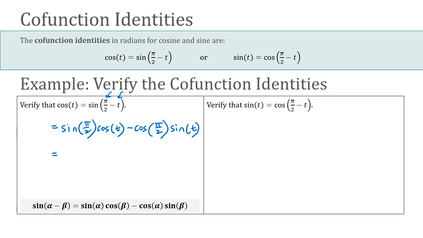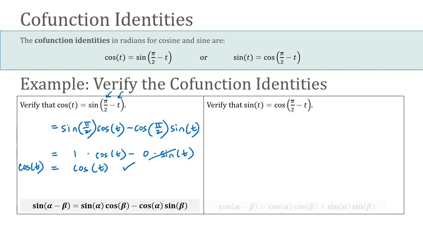Okay, what is the sine of pi over 2? The sine of pi over 2 is 1. We don't know anything about the cosine of t, so we'll leave that alone. The cosine of pi over 2 is 0, and we don't know anything about the sine of t. Simplifying this, we get on the right-hand side 1 times the cosine of t, which is just cosine of t, and then 0 times anything, of course, is 0. So we have proven that the right-hand side turns into cosine of t, which is what the left-hand side said. So that side has been proven.